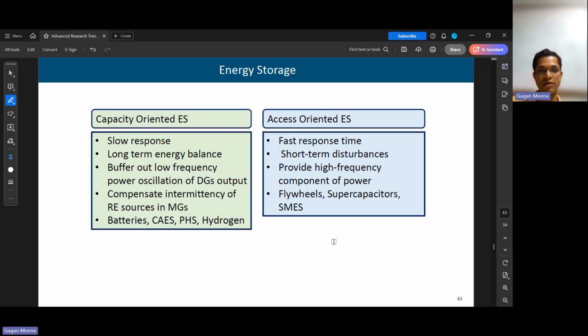Then we have capacity oriented energy storage, which has slow response and is used for long-term energy balance. They can provide energy with long duration discharge. They are helpful in buffering out the low frequency power oscillation in the DG outputs. They compensate the intermittency of renewable sources in the microgrid. Examples are batteries, compressed air energy storage, pumped hydro storage, hydrogen, etc.